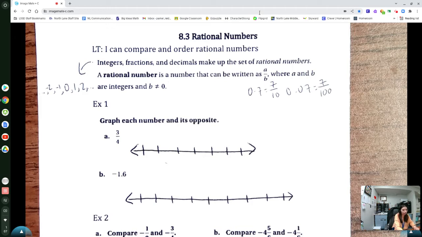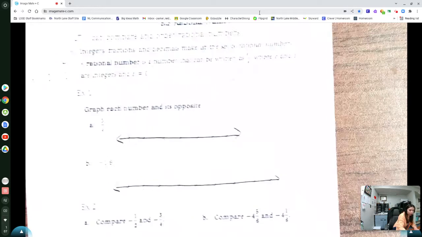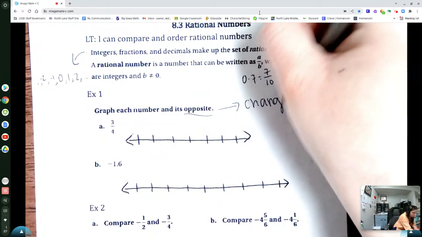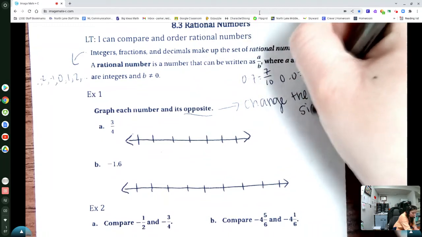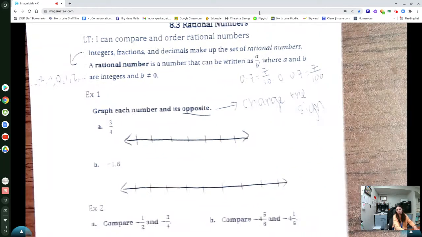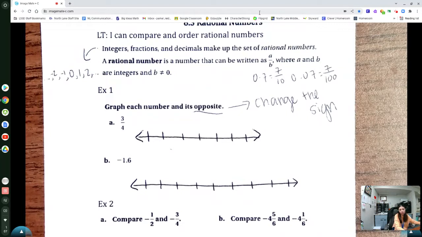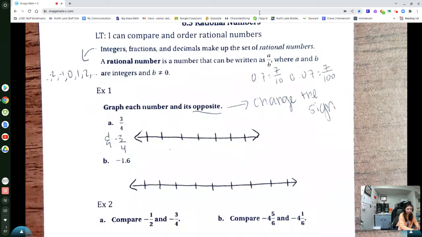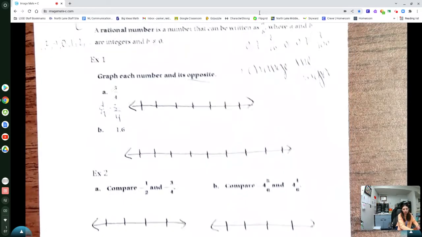First we're going to graph a number and its opposite. Remember we learned in our last section that opposite just means to change the sign. The opposite of a positive number is its negative version. The opposite of a negative number is its positive version. So the opposite of 3/4 is going to be -3/4. These are what I'm going to graph, 3/4 and -3/4.